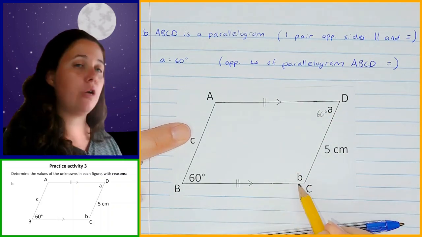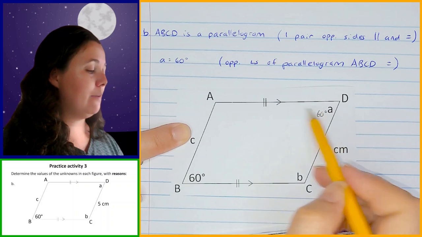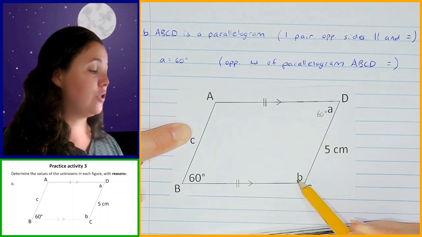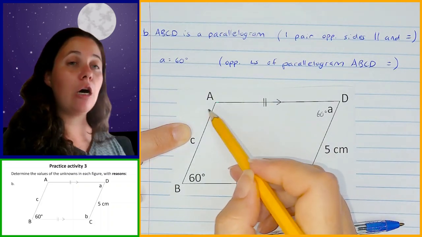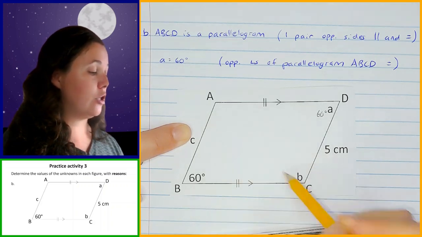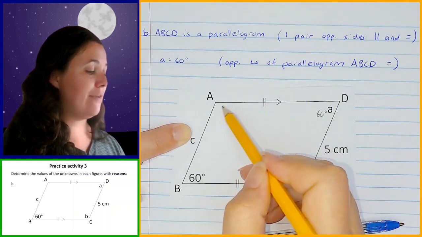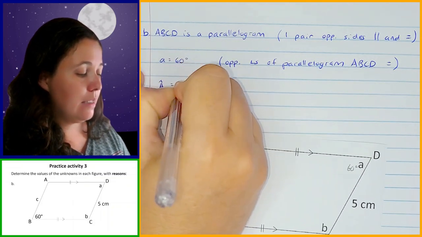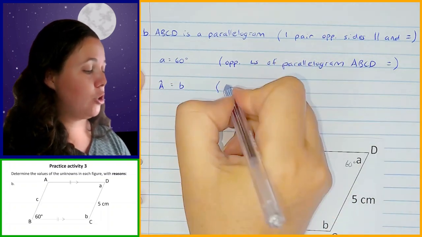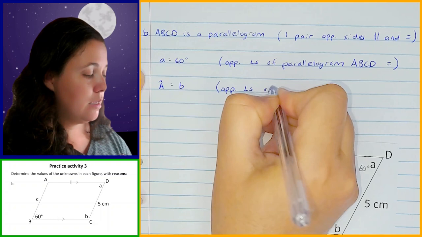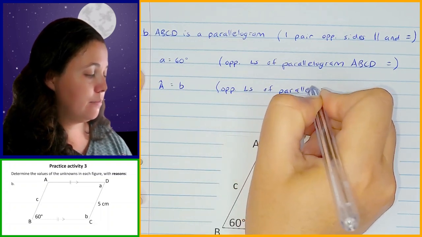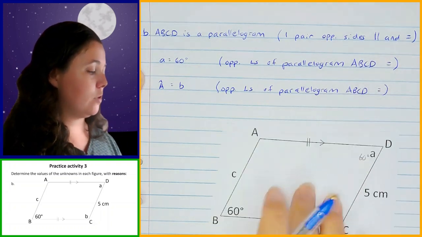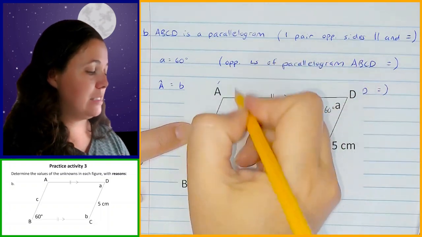The next thing I need to do is work out B. To work out B, I'm going to have to use the interior angles of my quadrilateral. But in order to do that, I need to have something at this angle over here. I know, again, that opposite angles are equal. So if this is B, then this angle A over here must also be equal to B. So angle A equals B, and again, the reason is opposite angles of a parallelogram ABCD are equal. Okay, so that means that I can now put in over here that this is B.